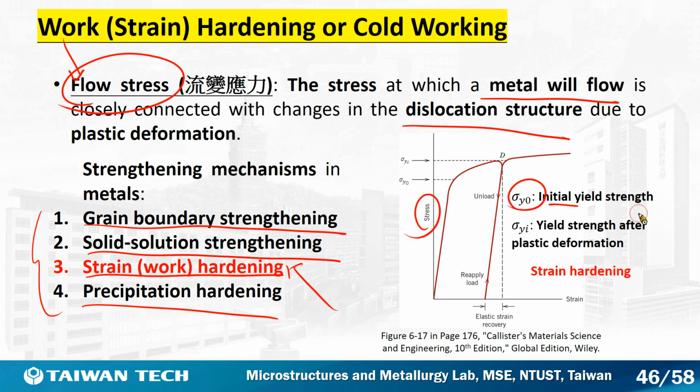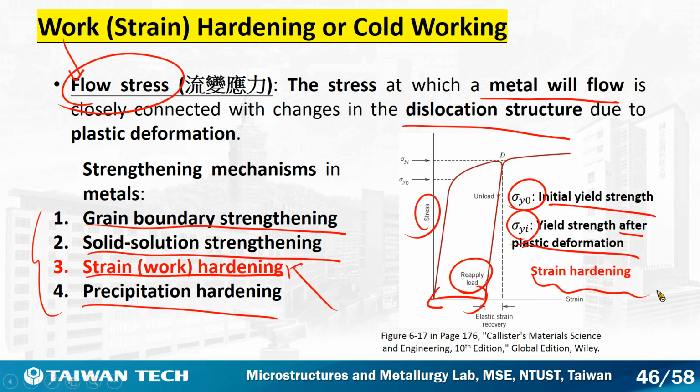First, we have the initial yield strength, and after that, we applied plastic deformation here. This is the amount of plastic deformation. And then we reapply the load, and we can observe that the yield strength after plastic deformation becomes higher. So this is the strain hardening.